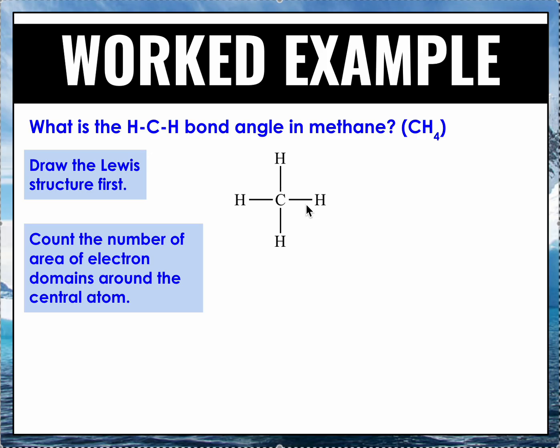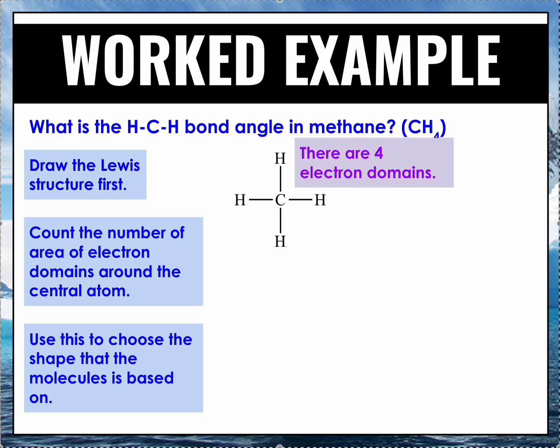So we have 1, 2, 3, 4 bonds. So we have 4 bonds around it. So when we think about this, we have a central domain of carbon, which is the center atom, and we have 4 domains around it. If we have 4 domains around the central atom, the shape would obviously be essentially tetrahedral. So you use the 4 domains to choose the shape.